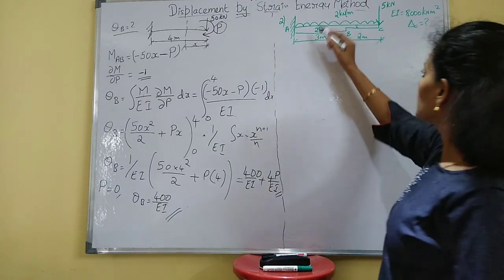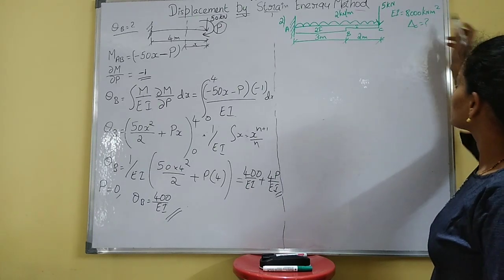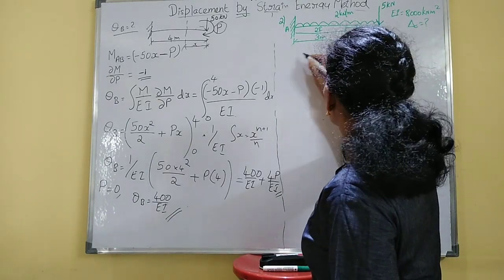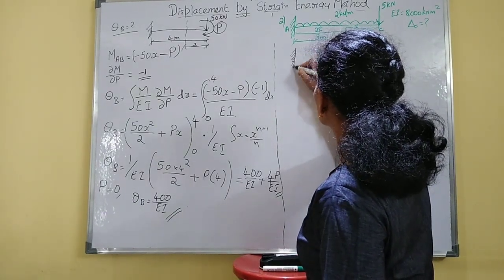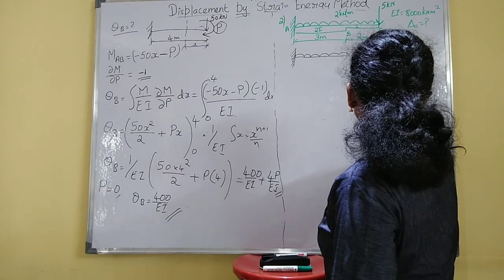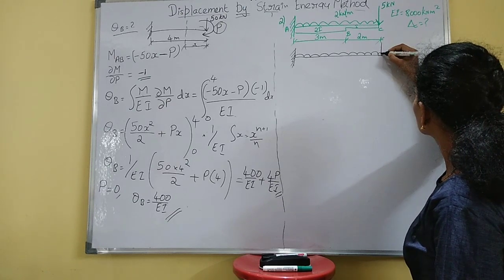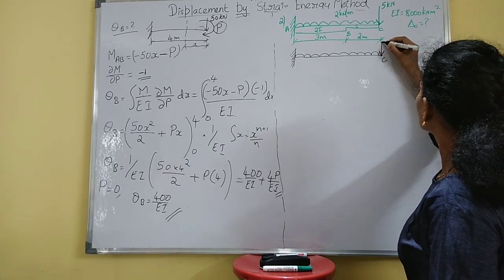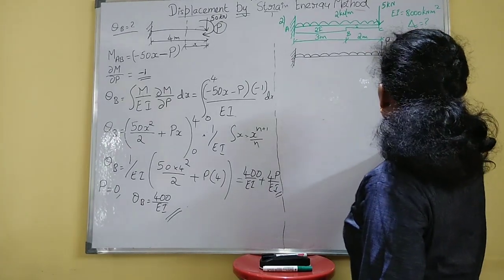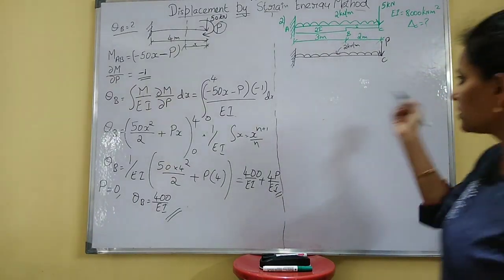This is the second problem. Here a UDL of 2 kN per meter and a 5 kN point load are given. EI is given as 8000 kN meter square. We have to find out deflection at C. So first step, to find out deflection at C, you draw the diagram according to Castigliano's principle. Here you have to find out deflection at C, so this is your C. Now replace this load by P. This is given. Next step same.